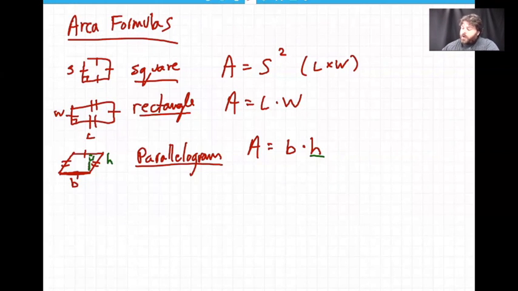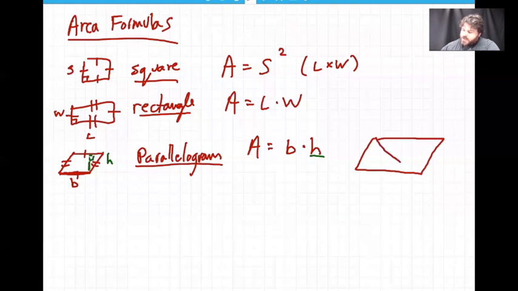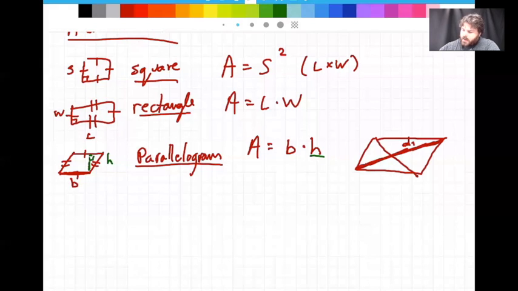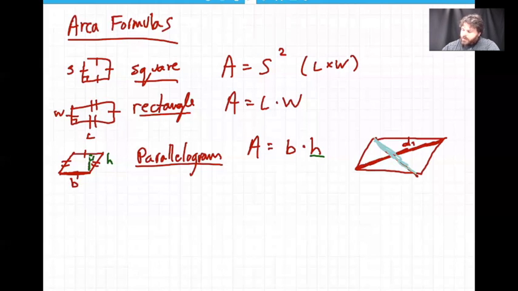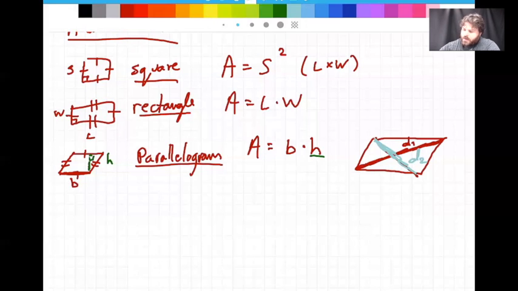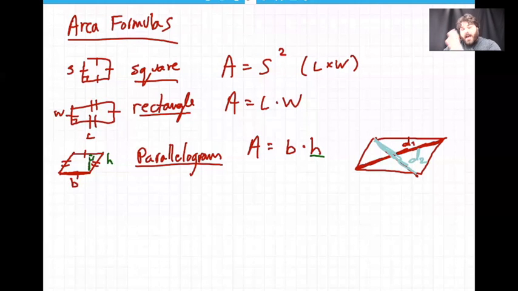Okay, now there is a separate formula here. You can use these diagonals. So call this diagonal 1. Now diagonal 1 has to go all the way across, okay? And diagonal 2 has to go all the way across. That's diagonal 2. So we can use a formula using just the diagonal lengths. And the formula is diagonal length 1 times diagonal length 2 cut in half. All right, and that's another way to find the area of a parallelogram, okay?